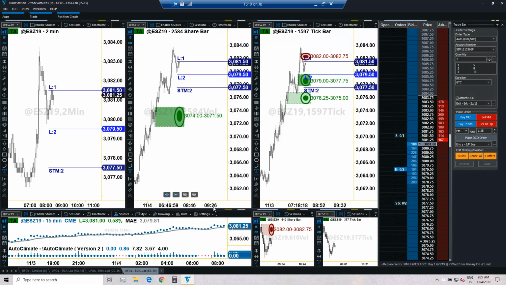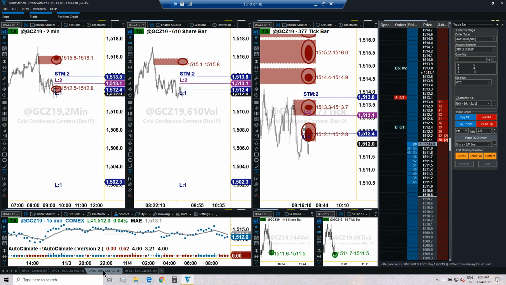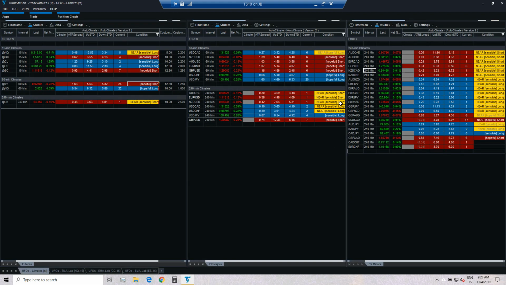Okay, so back to the red screen. Futures is still doing the same thing. Yep, we still have about 2 minutes and a half to go before the market opens. We'd love to get filled on any of those trades, gold or the S&P, before the market opens.